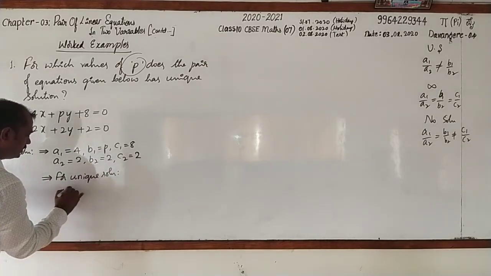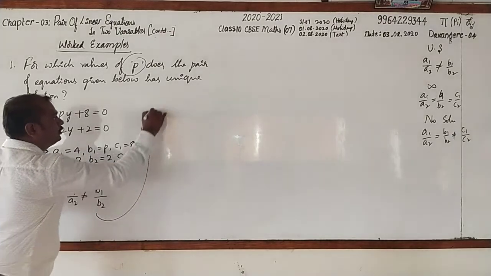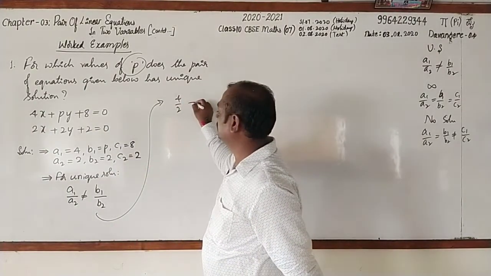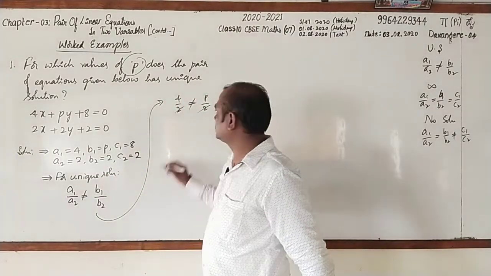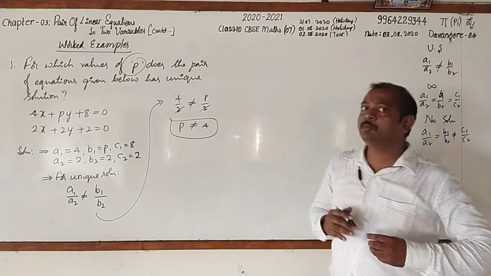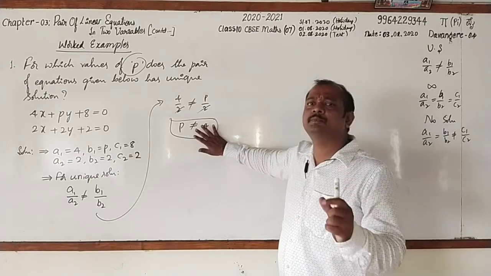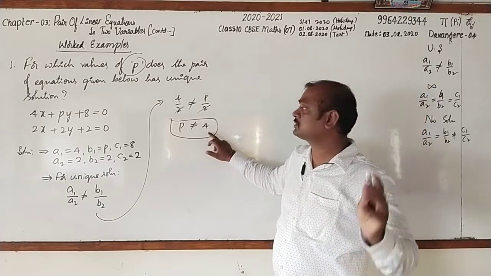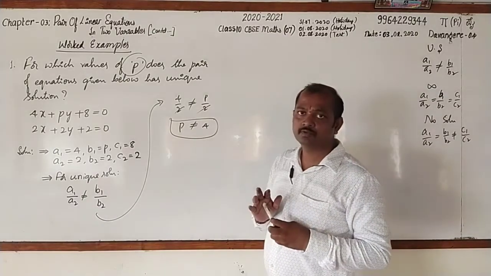Next, for unique solution, we have a condition. For unique solution, it is a1 by a2 is not equal to b1 by b2. Is it not? Substitute a1 and a2. It is 4 by 2 is not equal to b1 by b2. This is p by 2. 2 and 2 get cancelled. So p is not equal to 4. Then what will be the value of p? The meaning of this statement is except for the value of p, that is 4, for remaining other values, these equations will be having unique solutions, right?